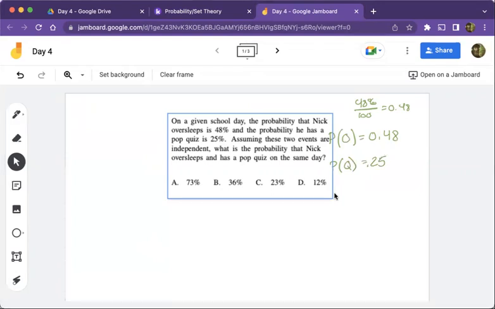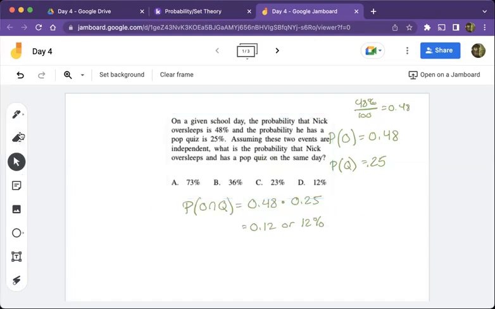Assume these events are independent. What is the probability that Nick oversleeps and has a pop quiz on the same day? So the probability that Nick oversleeps and has a quiz is 0.48 times 0.25 using our formula. And this equals 0.12 or 12%. So the answer here is D.